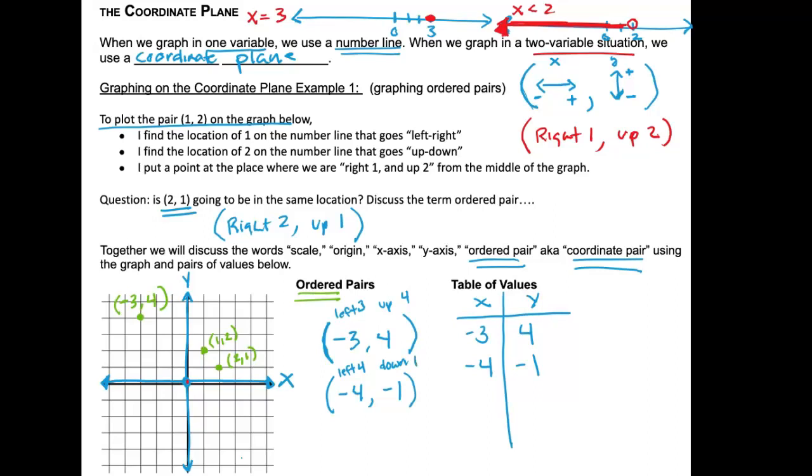So I'm going to start at the origin and I'm going to go left 4. So 1, 2, 3, 4 left. And then I'm going to go down 1 and that's going to be my point. So it's going to be down here, which is -4, -1.